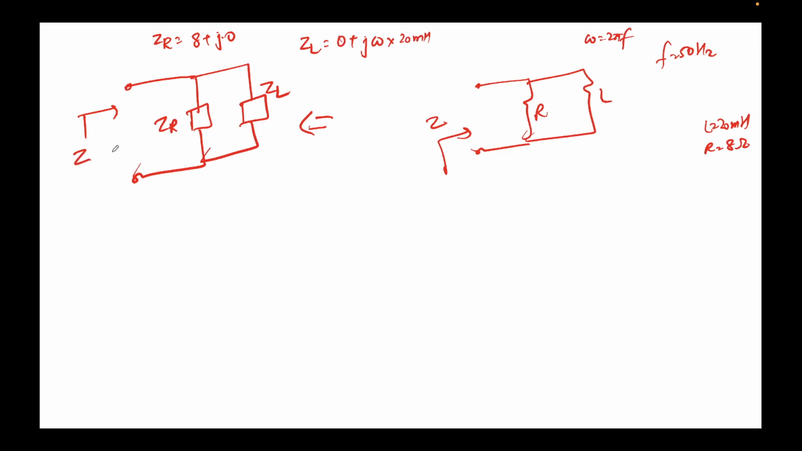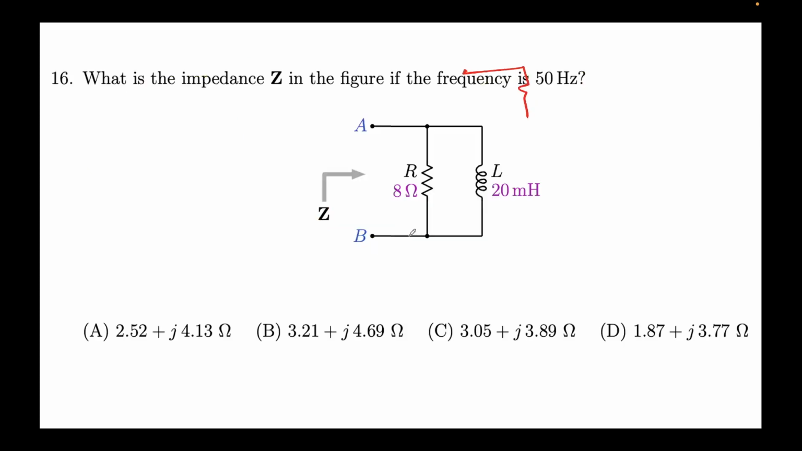And this is the Z effective. Z we need to calculate. So I can simply say Z equal to ZR into ZL over ZR plus ZL. So the value of ZR we have to put is 8, times J omega L, right, divided by 8 plus J omega L. What is the format of options?